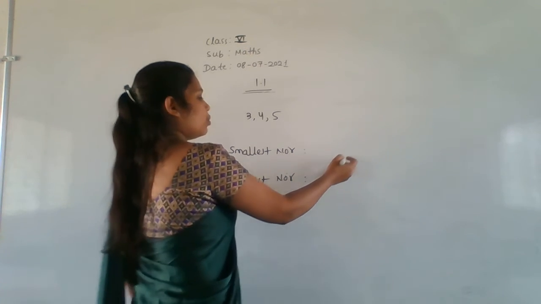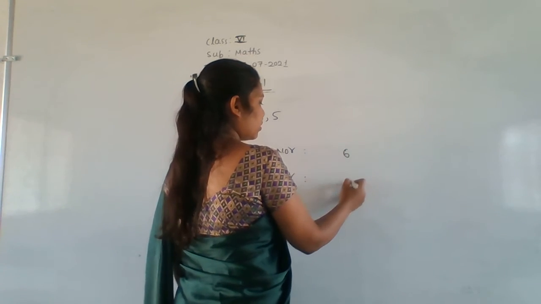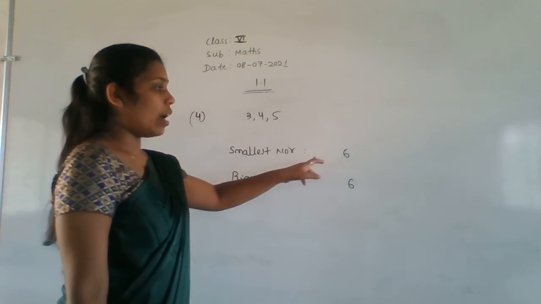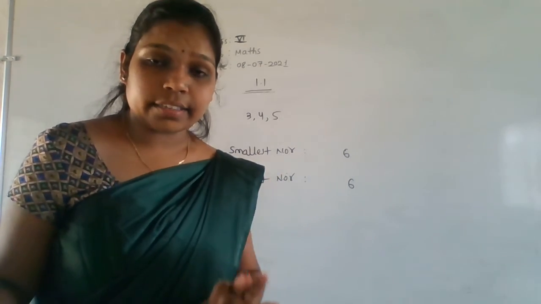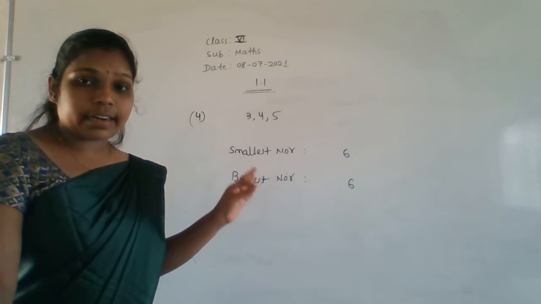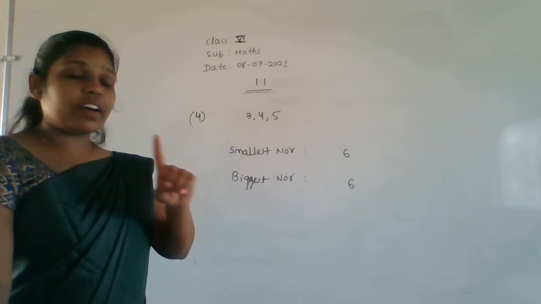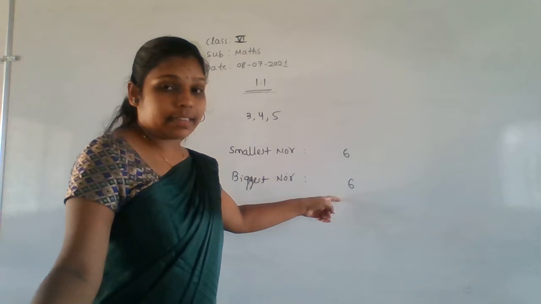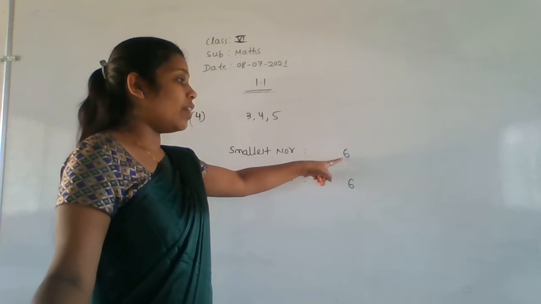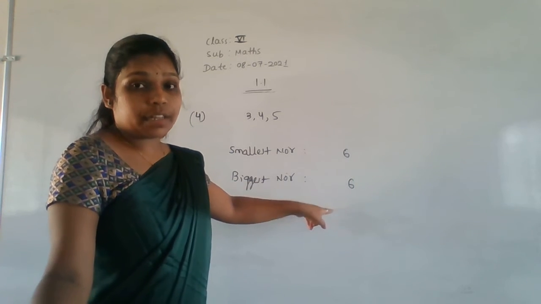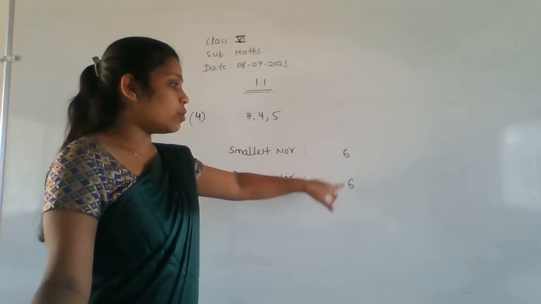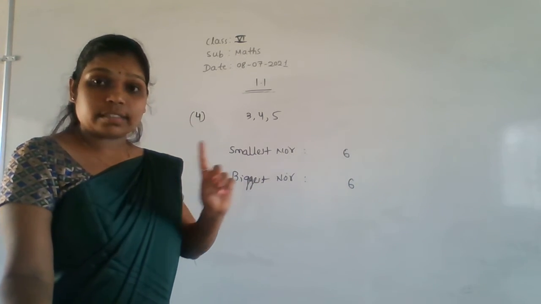In the ones place, the 6 is always present, they told. That is the condition. We have to fill only the hundreds and tens place as well as the thousands place value. Already the ones place value is filled with the 6 because they have given it in the question. Whether it is the smallest or the largest, it doesn't matter. But the 6 is always present in the ones place.